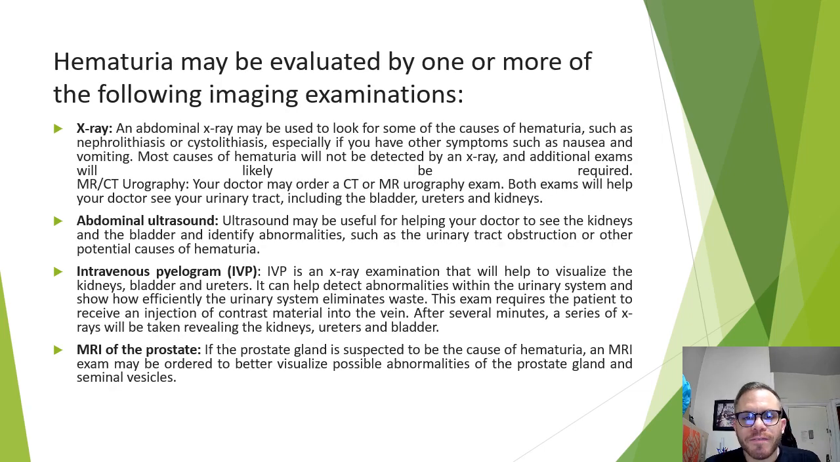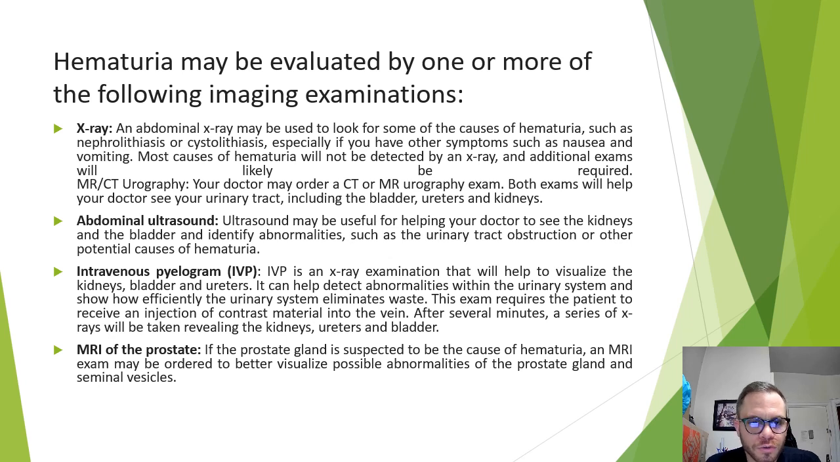Hematuria may be evaluated by one or more of the following imaging examinations. X-ray: an abdominal X-ray may be used to look for some of the causes of hematuria, such as nephrolithiasis or cystolithiasis, especially if you have other symptoms such as nausea and vomiting. Most causes of hematuria will not be detected by an X-ray, and additional exams will likely be required.